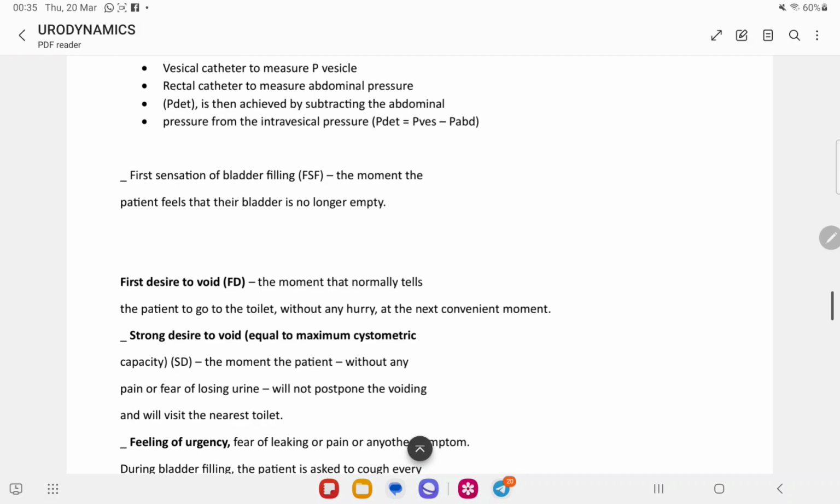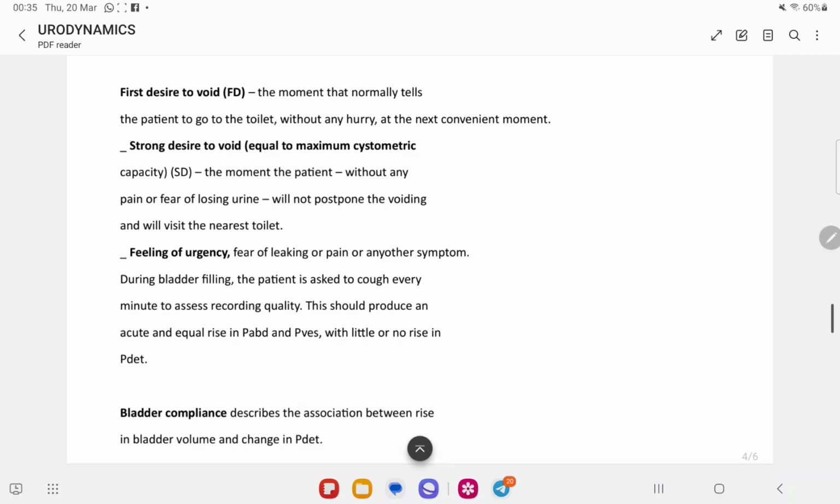I already told you about the first sensation of bladder filling. It is the moment the patient feels that their bladder is no longer empty. This is called first sensation. The first desire to void is the moment that normally tells the patient to go to the toilet without any hurry. The first sensation is that you feel the bladder is now no longer empty, but the first desire is that you feel that you need to go to the toilet, but there is no hurry.